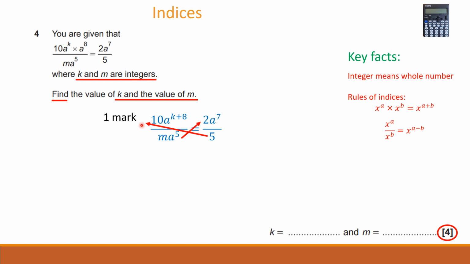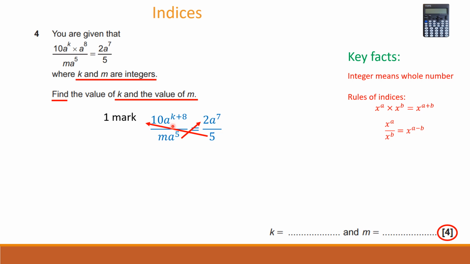Now the mark scheme, when you look at the mark scheme later, they have actually combined this a to the k plus 8 and the a to the 5 using this rule here. So the mark scheme's done it that way. It is personal preference as to which way round you do it. You will end up with the correct answer either way, so you choose which way you want to do it.